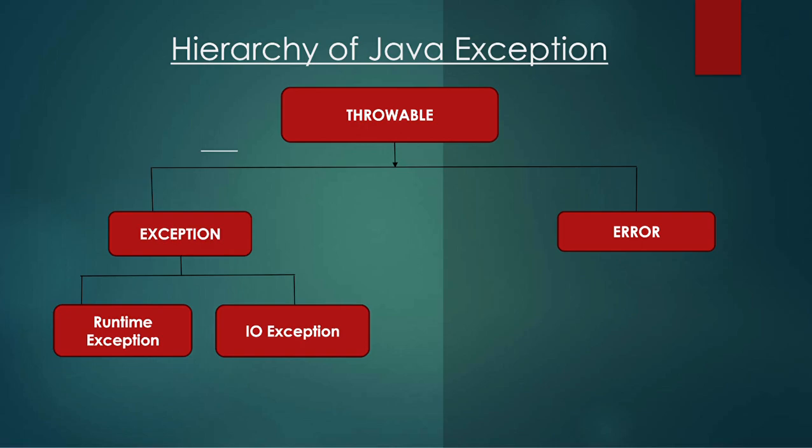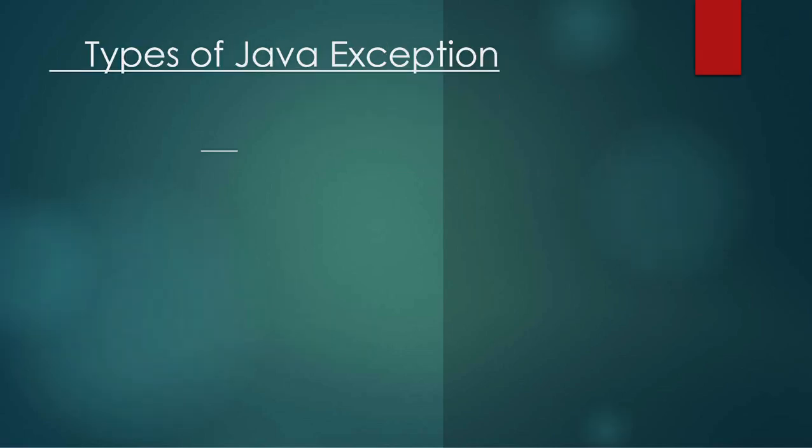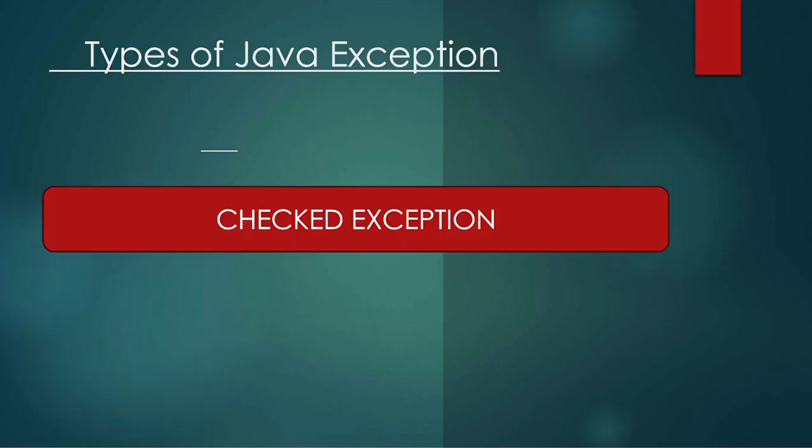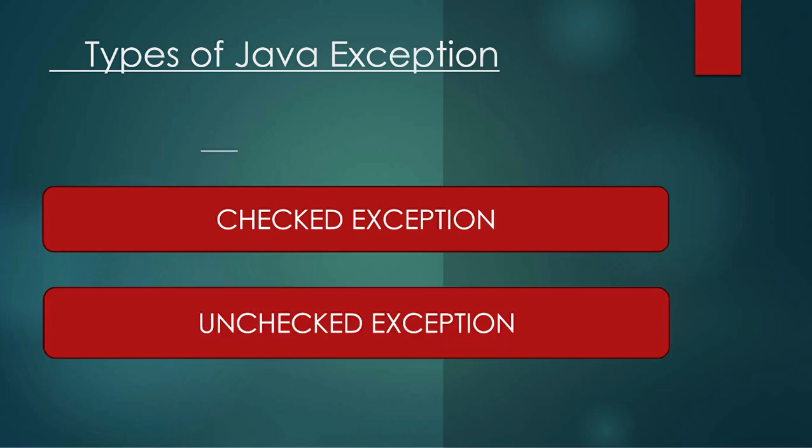Moving ahead, we have the types of Java exceptions. First one, we have checked exceptions. Checked exceptions are those which occur at the compile time itself. Examples can be FileNotFoundException, NoClassDefFoundError. So these occur at the time of compilation. Next we have unchecked exceptions, those which occur at runtime. ArithmeticException, NullPointerException, these occur at runtime. So we'll discuss the examples now.